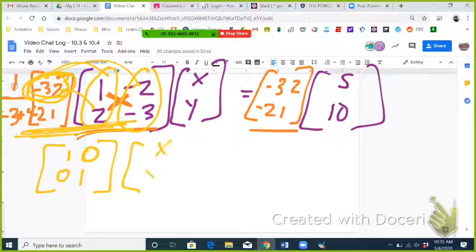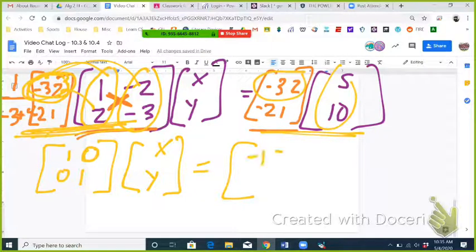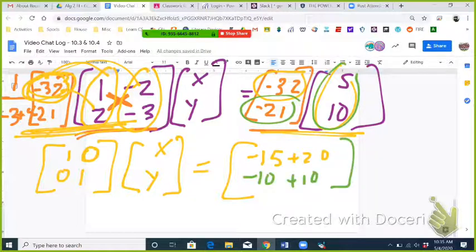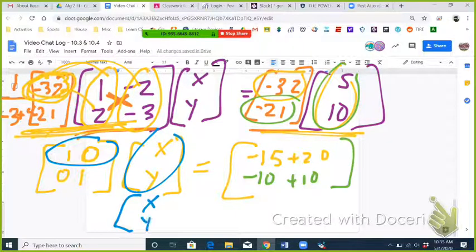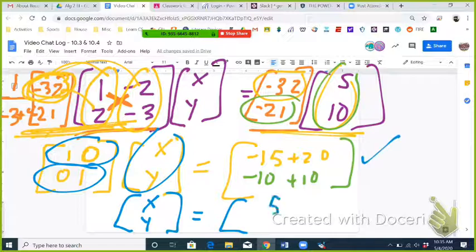Alright, so then we get the identity times x and y equals these two matrices. Multiply them together. So row 1, column 1, you get negative 15 plus 20. Okay, and then do row 2, column 1, you get negative 10 plus 10. Okay, now finally we finish it off. This over here, when you multiply these together, it's just going to equal x and y, because you get x times 1 plus y times 0, and then 0 times x plus 1 times y, so you get x and y equals, when you simplify this here, 5 and 0.